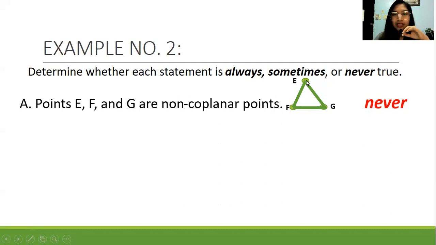Para makabuo tayo ng isang plane, kailangan meron tayong tatlong non-collinear points, not non-coplanar. Okay? Non-collinear. Kaya never po ang answer natin dito.